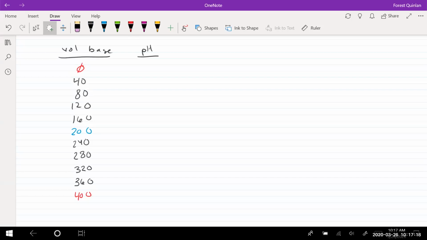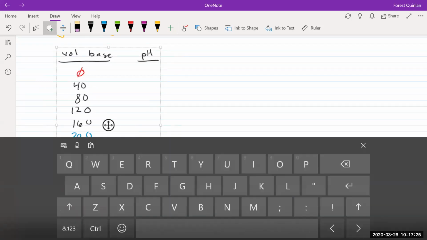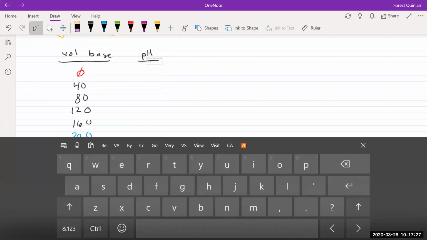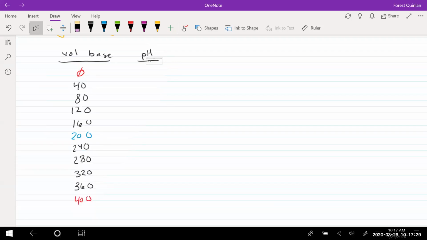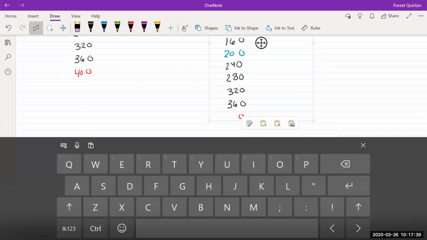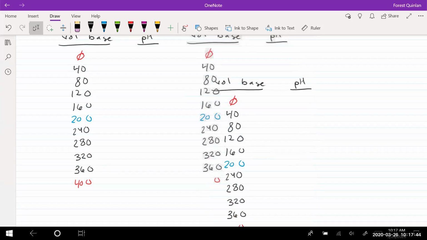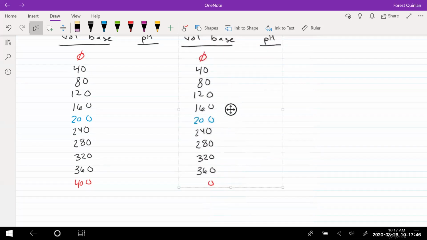I'm going to go ahead and just copy this. Let's just copy that. And that way I can keep the same interval here and just make everyone a little happier.